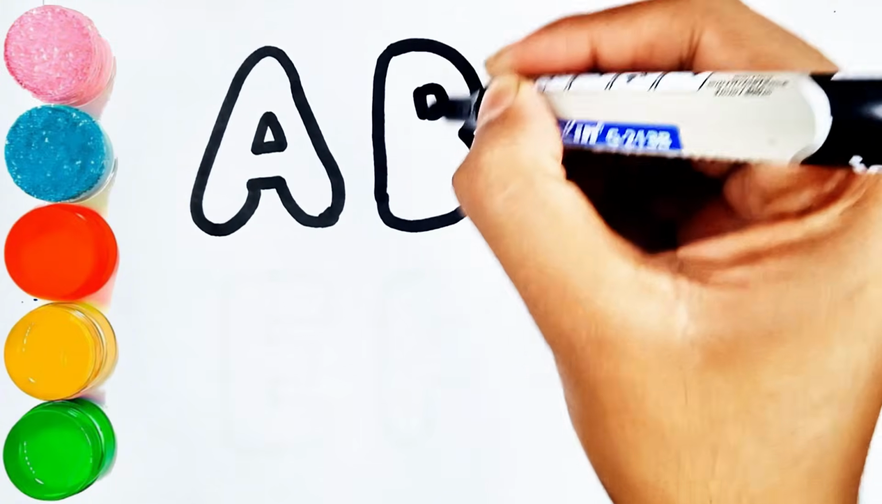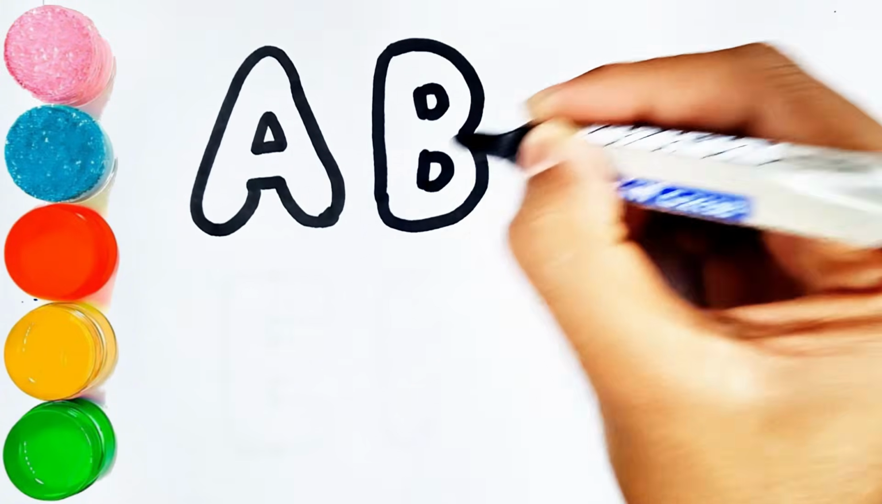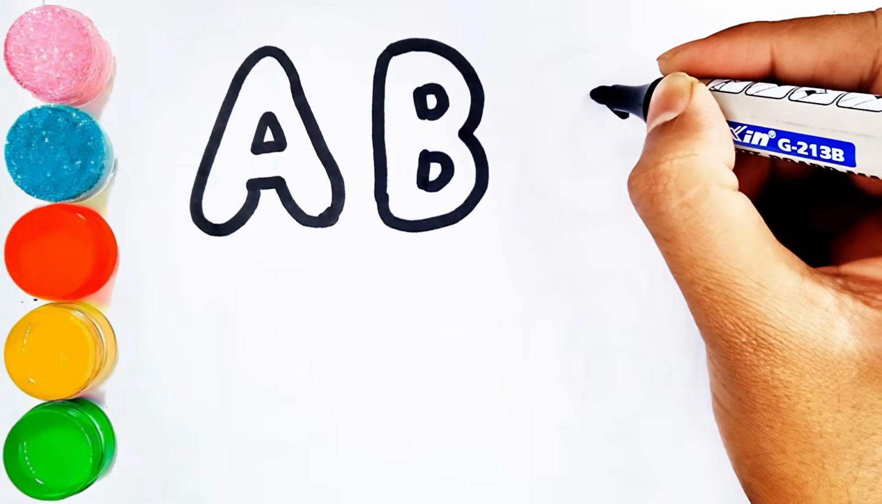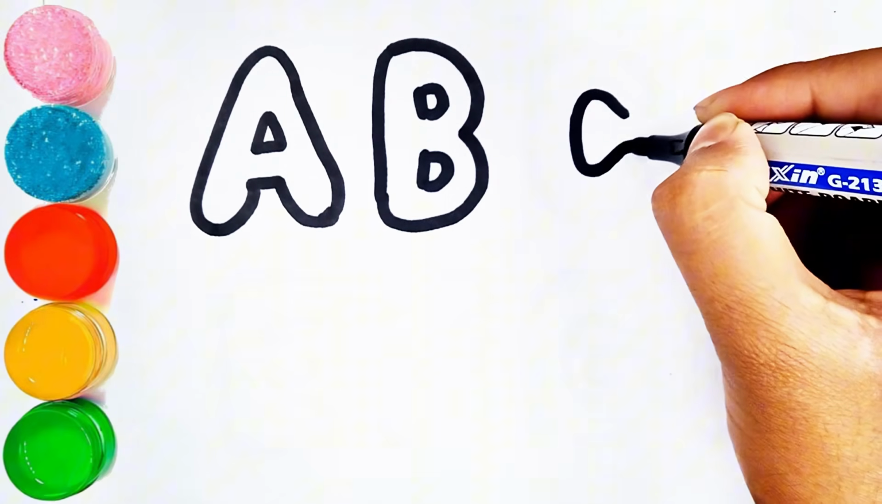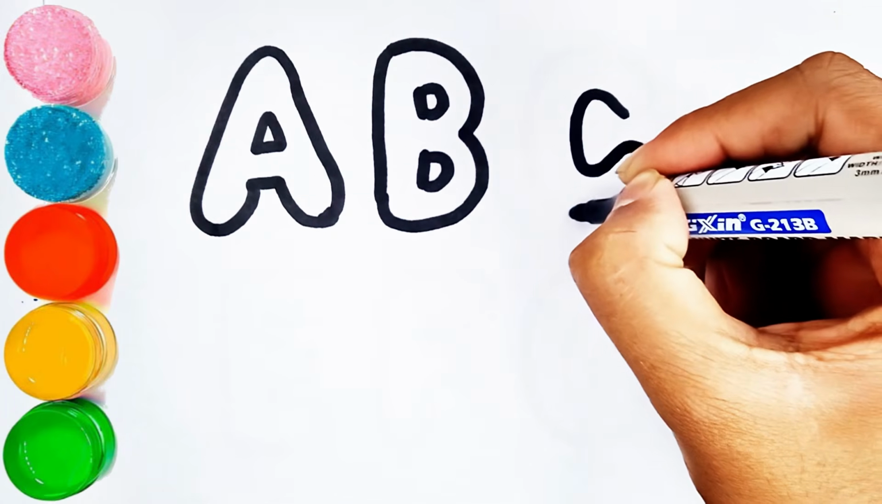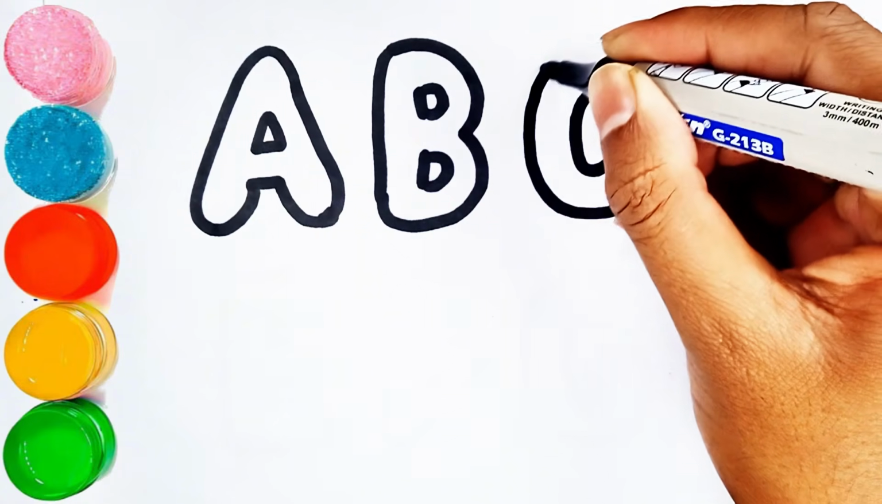Now I am drawing B. B is for ball. B is for bag. C is for cat.